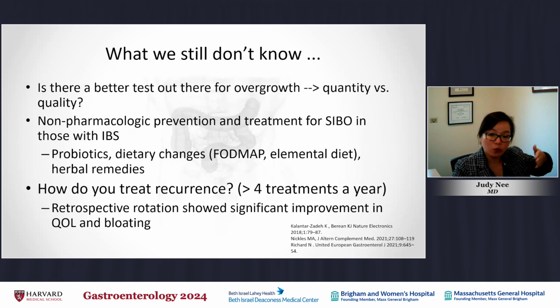So for those people who have repeated bouts of SIBO, and they do somewhat get better with their symptoms after treatment, could you actually treat again and again? In a retrospective study, they looked at this rotation, and what they found was that in this small study of 20 patients, quality of life and bloating did improve.